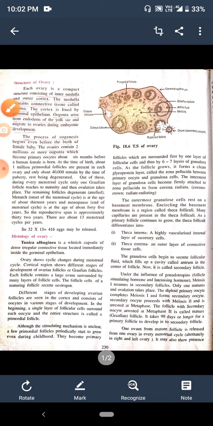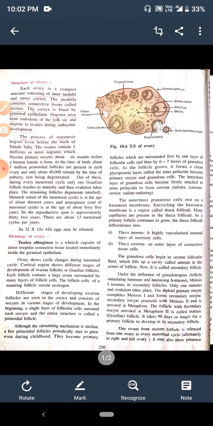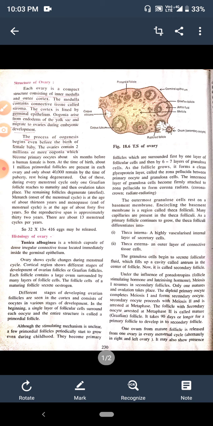The mature follicular cells, their function is to secrete estrogen. Estrogen is a hormone. Now the next is the different stages of developing ovarian follicles are seen in the cortex and consist of oocytes in different stages of development. In the beginning, a single layer of follicular cells surrounds each oocyte, and the entire structure is called a primordial follicle.